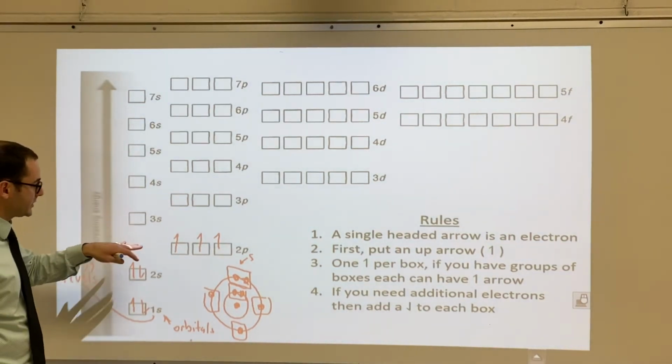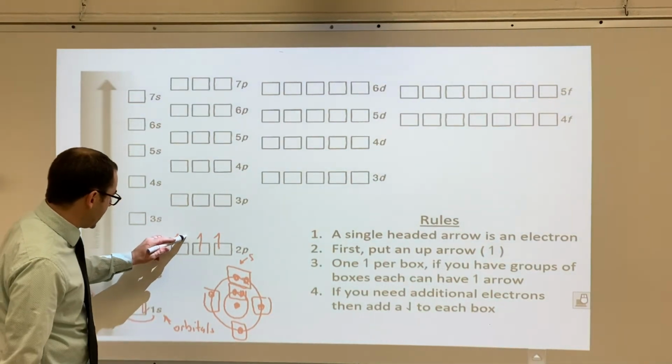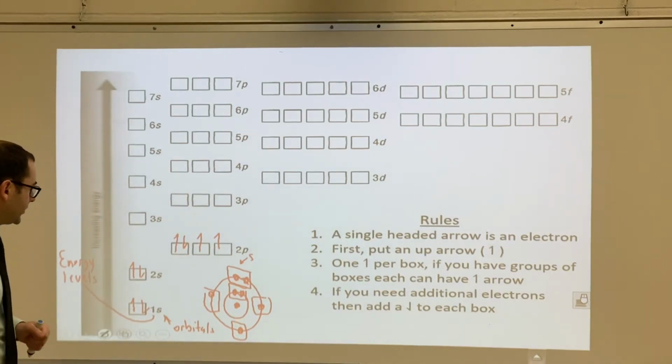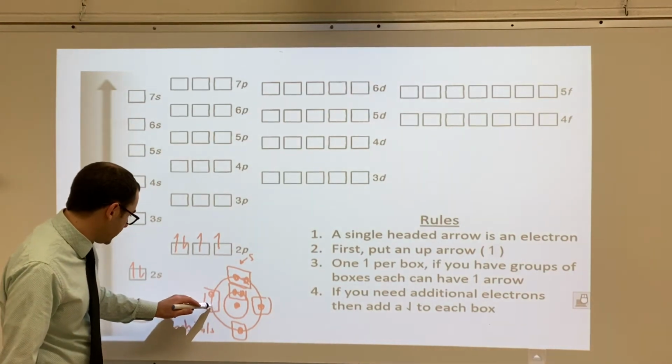So where does this go? Does it go up to 3s? Does it stay in 2p? Yeah, 2p. Now you have a down arrow, right? All right. So that would be our oxygen. What's after oxygen? Fluorine? All right, fluorine, get another one.